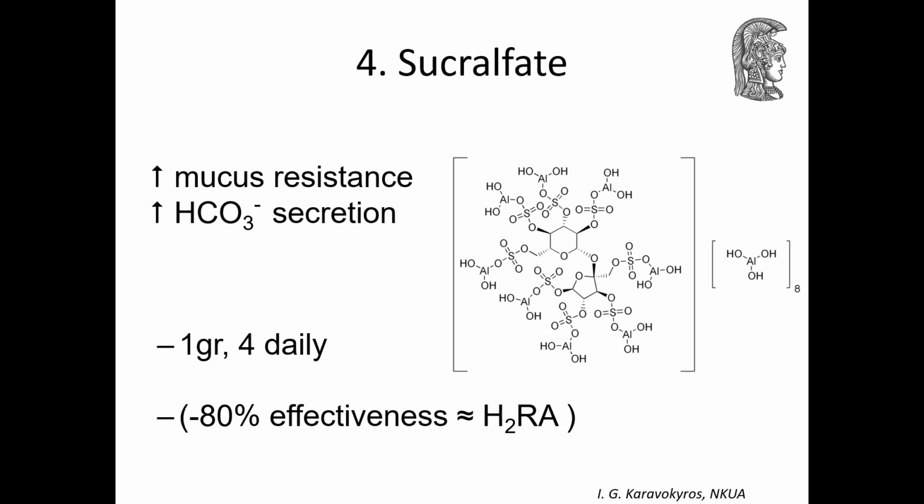Sucralfate, a sucrose aluminium sulfate complex, has a different mechanism of action. It binds to the mucosa, prevents mucus breakdown, and increases bicarbonate secretion. At a dose of 1 gram 4 times daily, it has an efficacy of 70 to 80%, equivalent to histamine 2 receptor antagonists. It has been much displaced from therapeutics after the superiority of proton pump inhibitors.